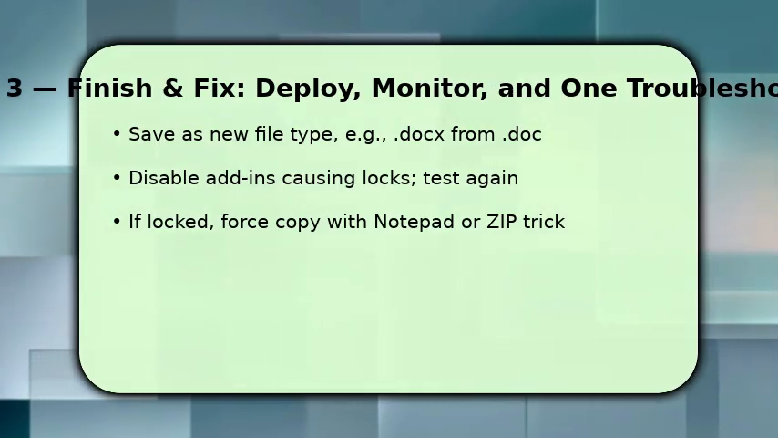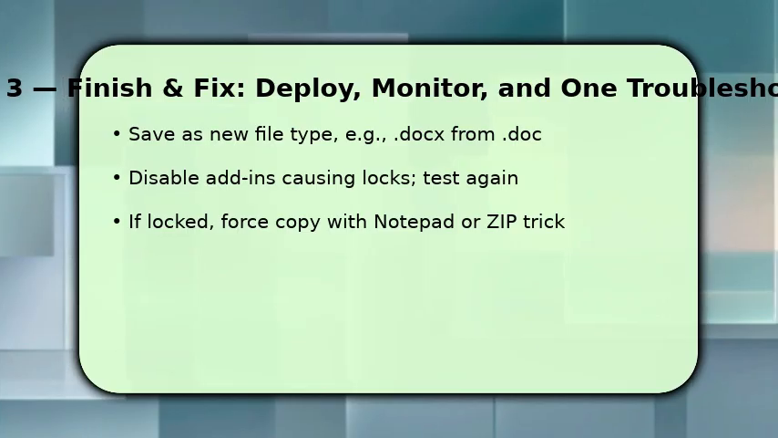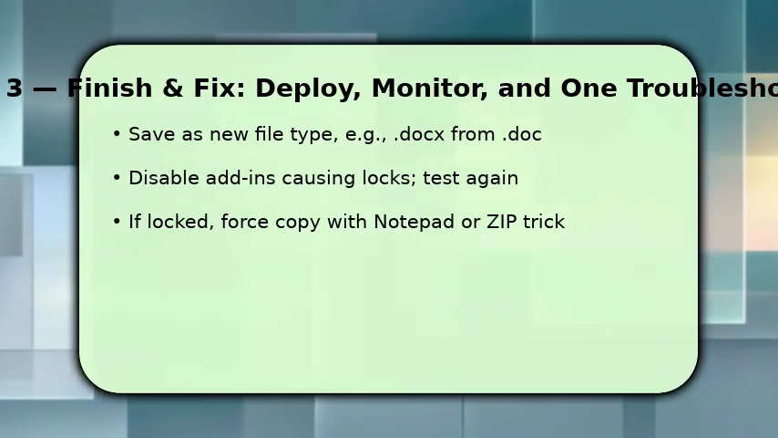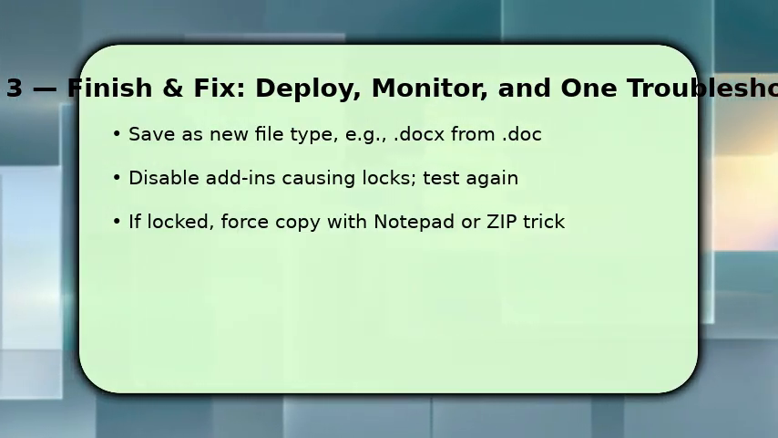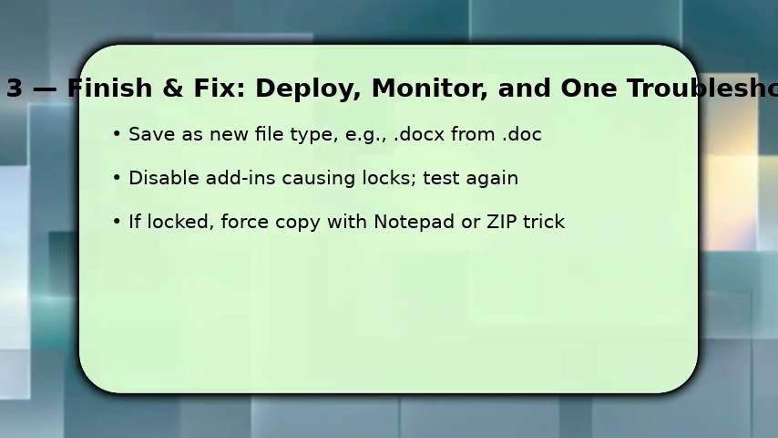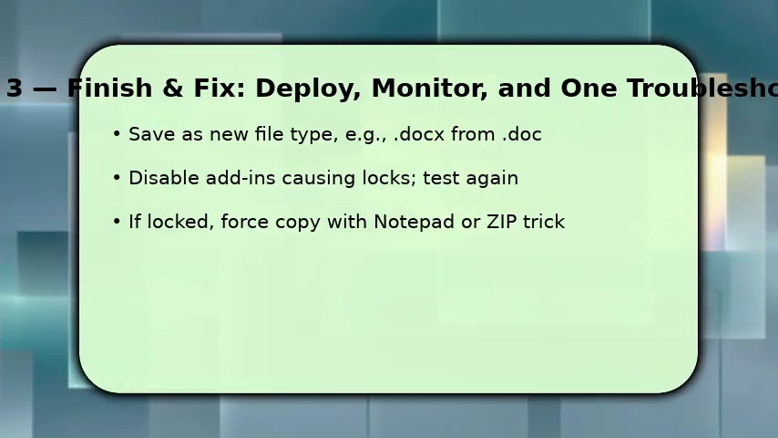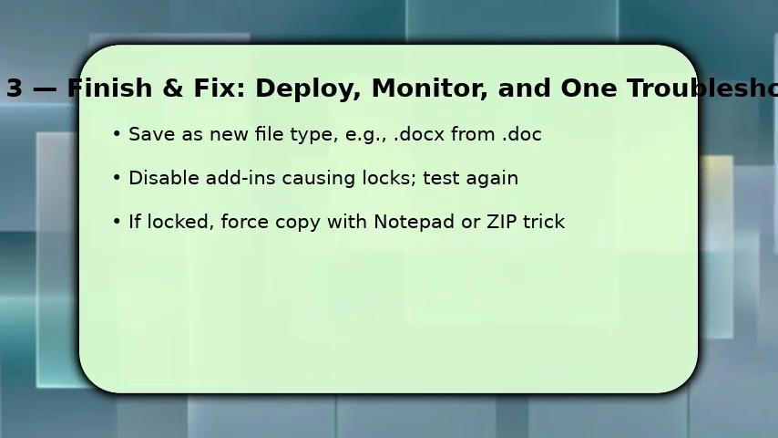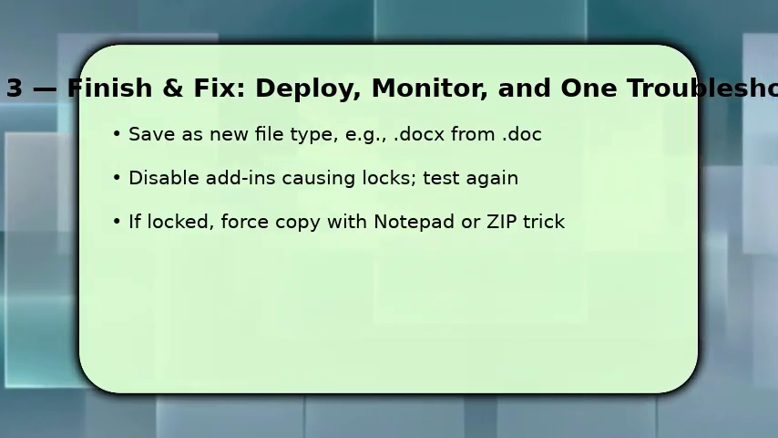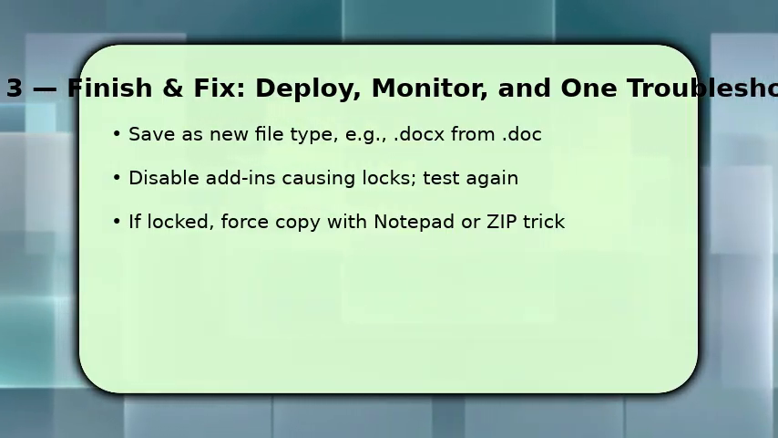If it still stays locked, extract text: change the extension to zip and pull out document.xml, or open with Notepad to copy contents into a new document. If problems persist, one troubleshooting tip: reboot the machine and check for stale file handles on network shares.